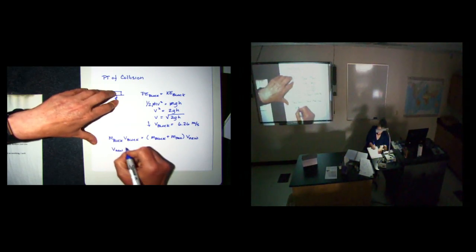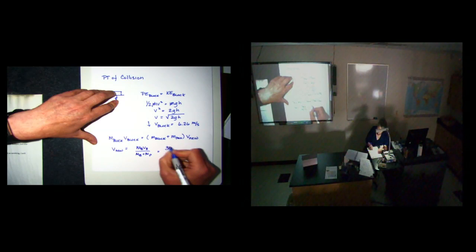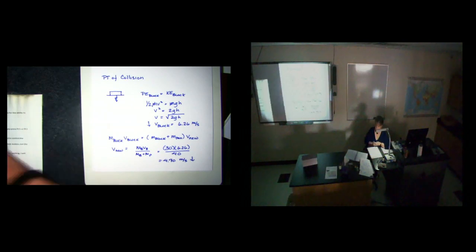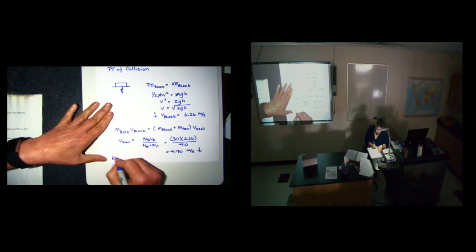Now I can calculate the new kinetic energy, which is going to be 1/2 the total mass, which is 40, times my new velocity squared, and it gives me 441.8 joules. Everybody with me so far? Yeah, good so far. Okay. Now, maximum deflection.